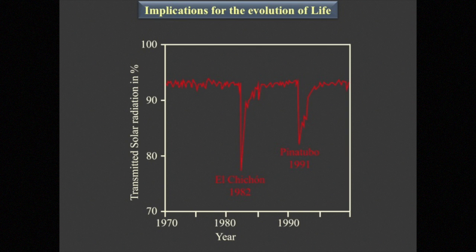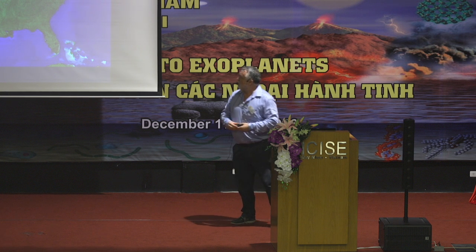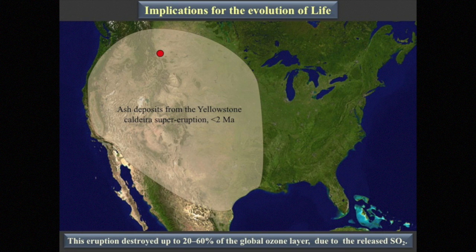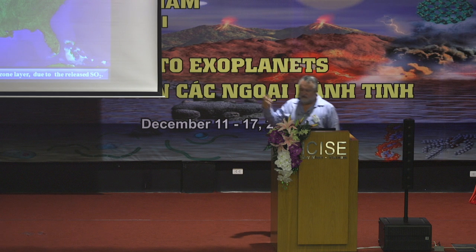Last point, this kind of hotspot activity, if it arrives, for instance, here in a supervolcano, just like Yellowstone here, it can provide special environments, but also a very strong eruption. Here, this is a result of a super eruption 2 million years ago, and this eruption's ashes cover a very large surface, and between 20 and 60% of the ozone layer has been destroyed by this eruption.